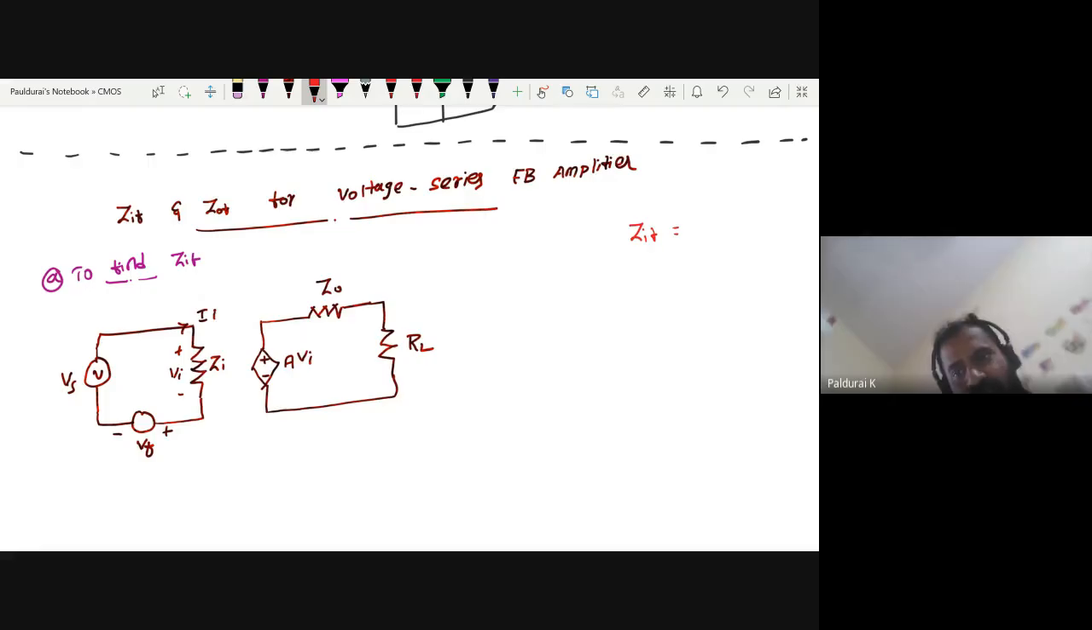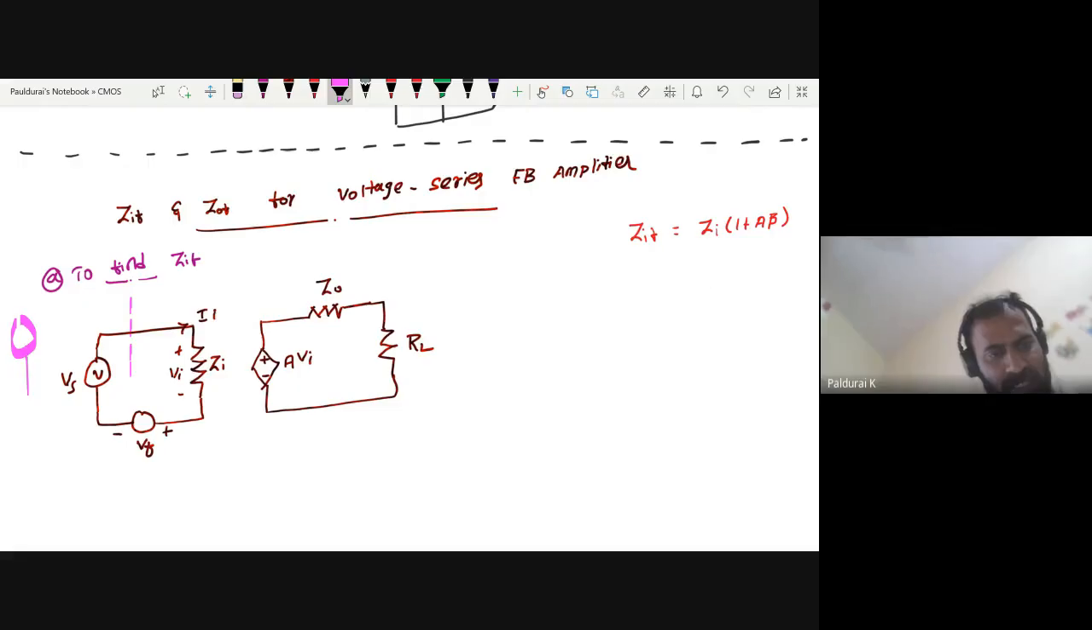Input impedance Zi increases by a factor of 1 plus A beta. So we are expecting this expression. Let's hope. Okay. And what is my input? See, this is the tall guy, standing here, right?